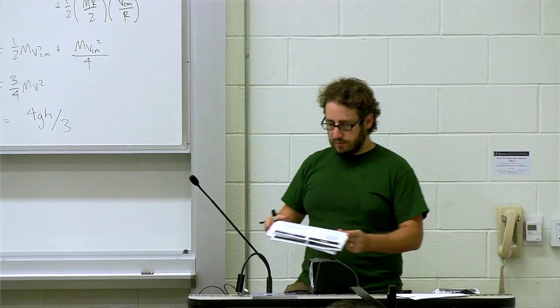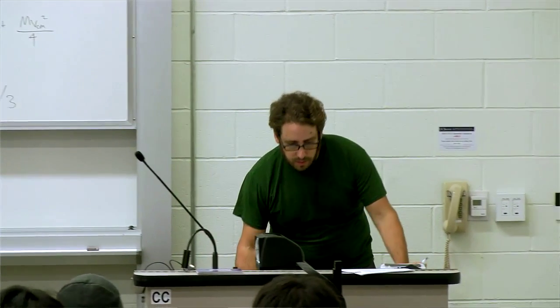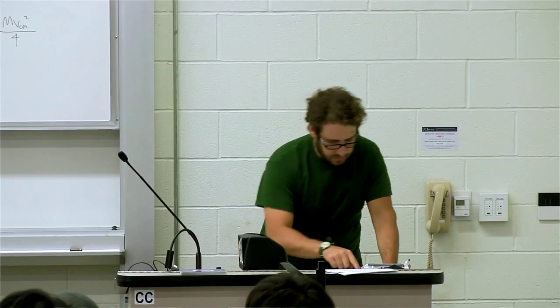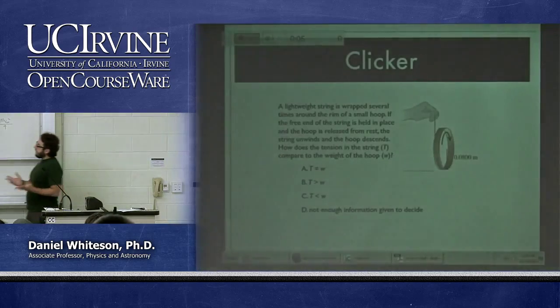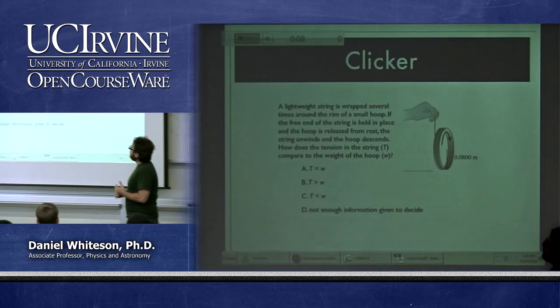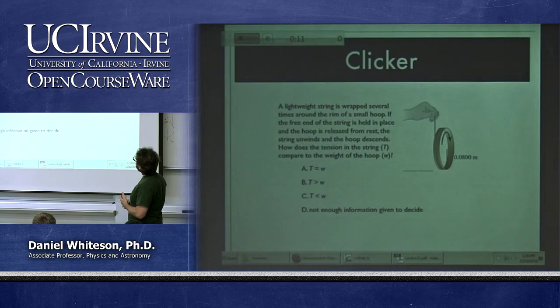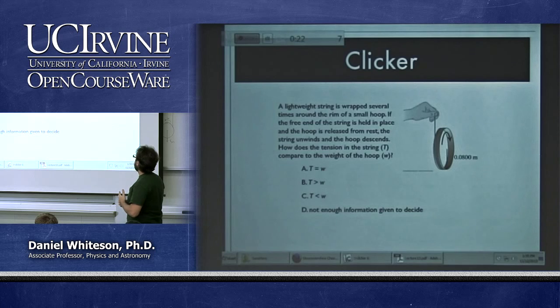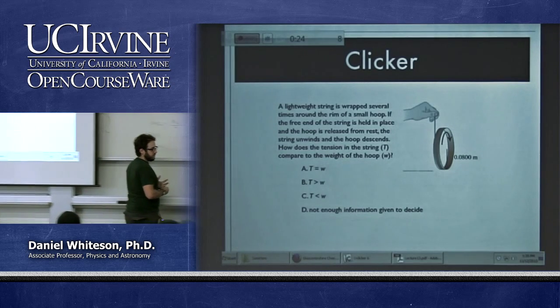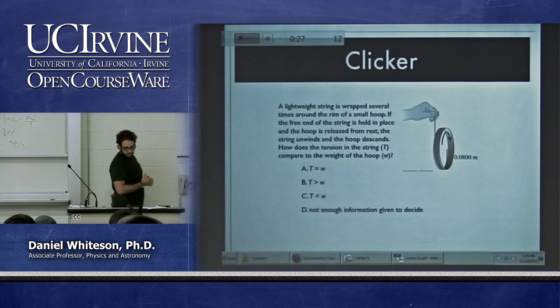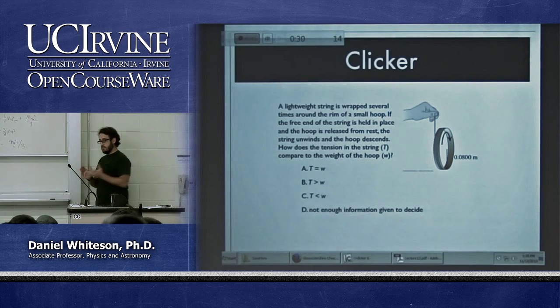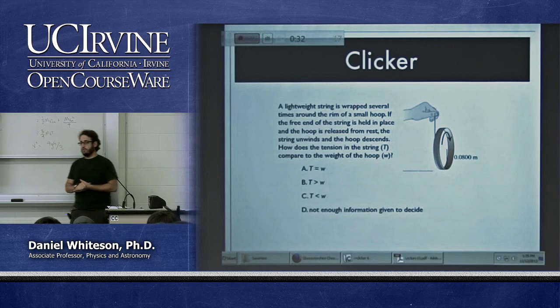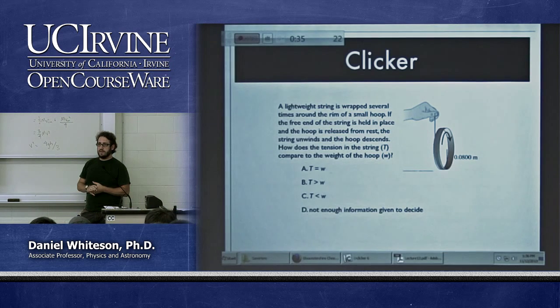Okay, let's do a couple more problems with rotation. It's a very similar problem. Here we have a lightweight string wrapped around a small hoop. If the free end of the string is held in place and the hoop is released from rest, the string unwinds and the hoop descends. How does the tension in the string compare to the weight of the hoop? So what is the weight of the hoop? Which is mg, right? Just the force that's applied down by gravity.